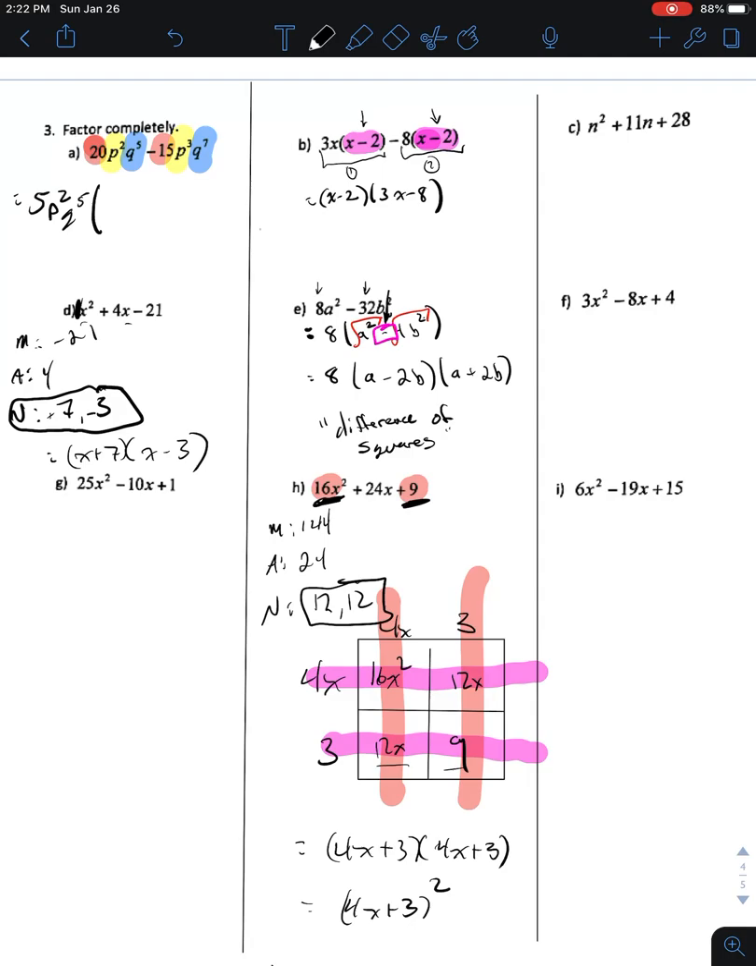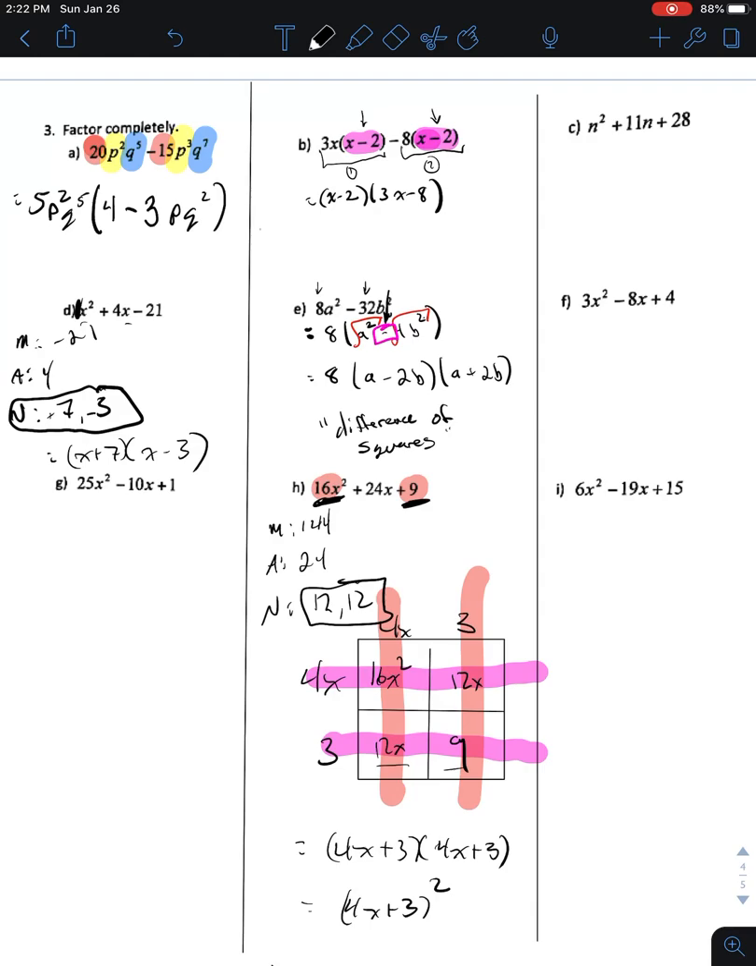5p squared q5 bracket. Sorry, q5. Why do I keep doing that? That's because it's on the other side there. And then your job is to write what's left after you pull that out. So 5 goes into 20 4 times. You pulled out the p squared, so it's not there anymore. And you pulled out the q5, so it's also not there. So 4 minus 3p and then q2 squared. That's it, buddy. Done. Perfect.